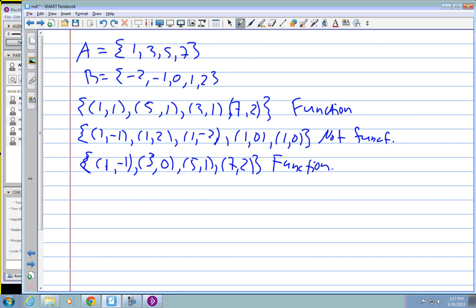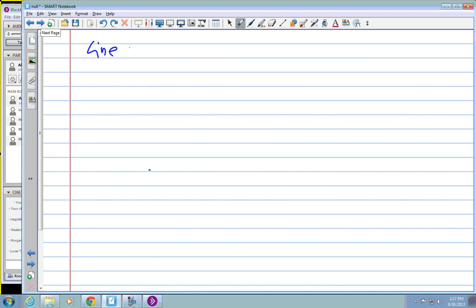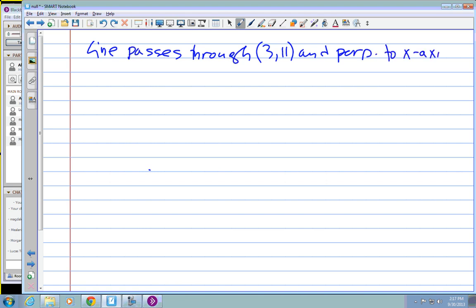Are you kidding, man? All right, go ahead. All right, so the line passes through (3, 1), and it's perpendicular to the x-axis, right? Is that the question?